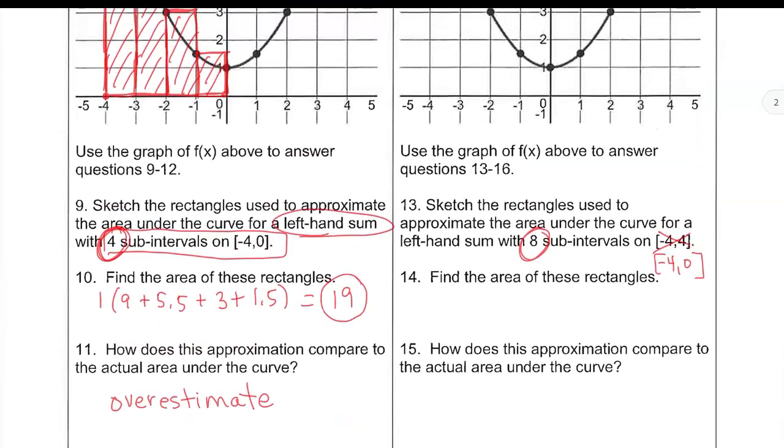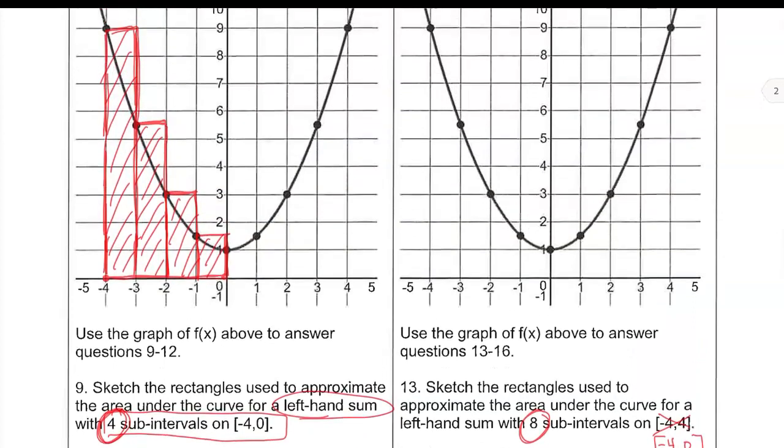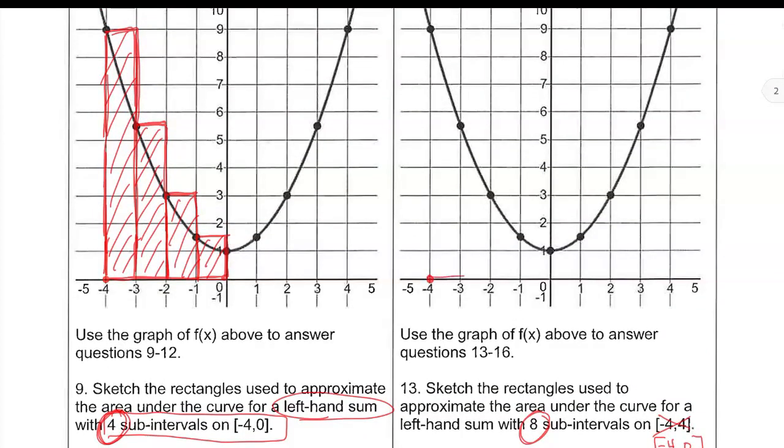Let's try to get an estimate of the same area from -4 to 0, but using 8 rectangles this time. So we're still going from -4 to 0, and that's only 4 units wide. So if we're going to put 8 rectangles in there, each of our rectangles will be half a unit wide. So the first one attaches on the curve up at 9. The next one attaches around 7.5.